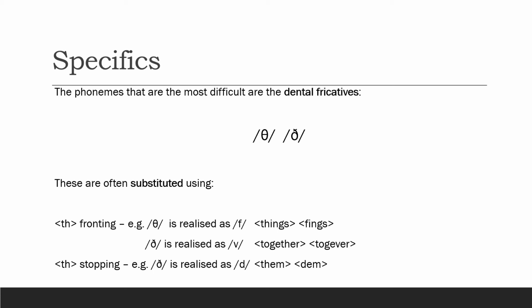Okay, so it becomes d, an alveolar plosive. All right, and that is the change from them to dem. Another common one is the change from that to dat. It's very common to see children saying dat, and so that would be a change from a voiced dental fricative to a voiced alveolar plosive.